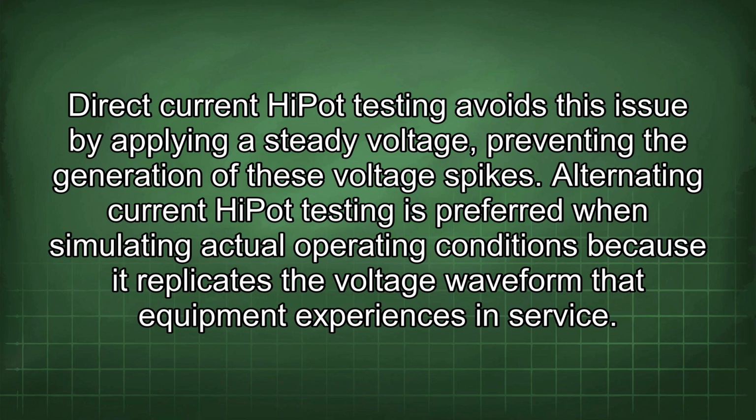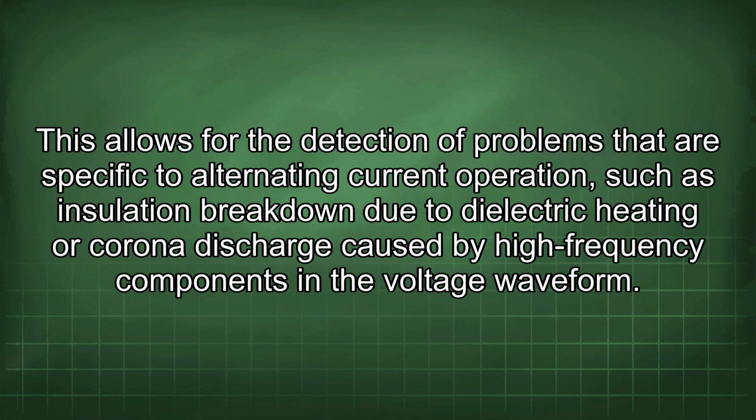Alternating current HiPot testing is preferred when simulating actual operating conditions because it replicates the voltage waveform that equipment experiences in service. This allows for the detection of problems that are specific to alternating current operation, such as insulation breakdown due to dielectric heating or corona discharge caused by high-frequency components in the voltage waveform.